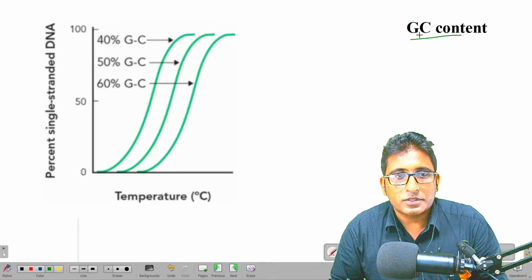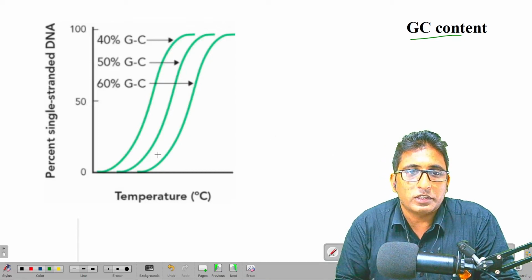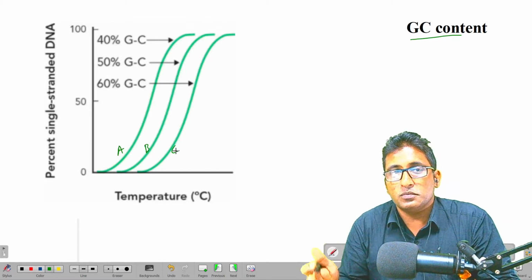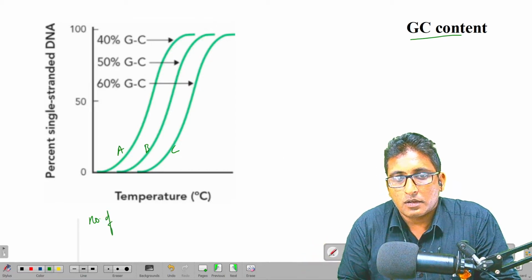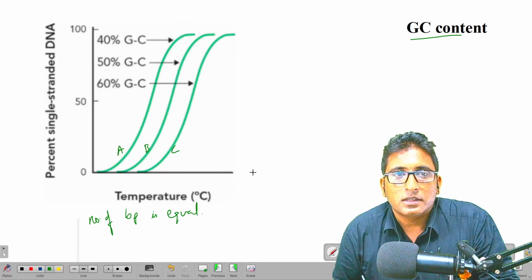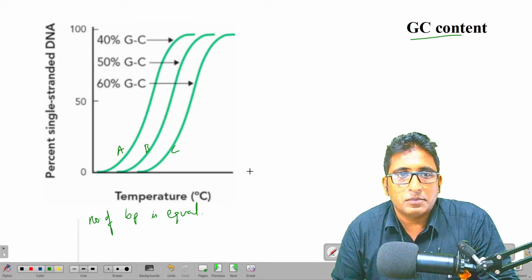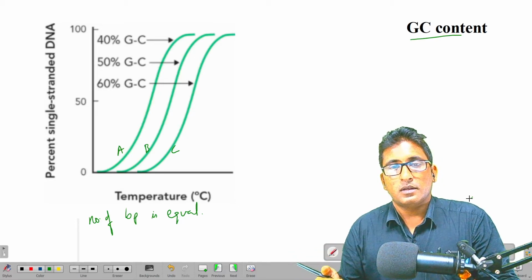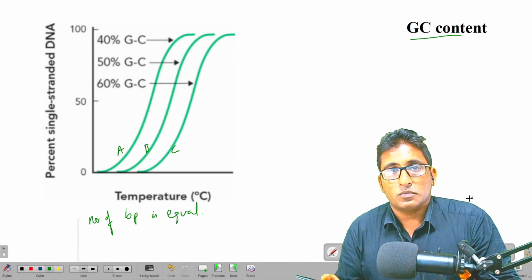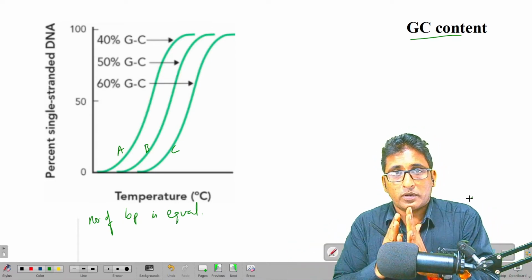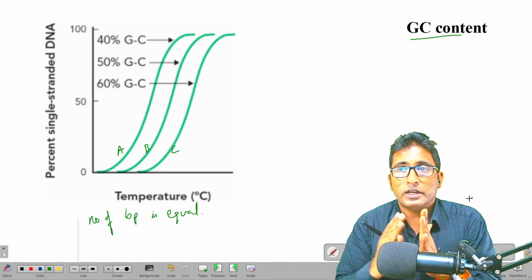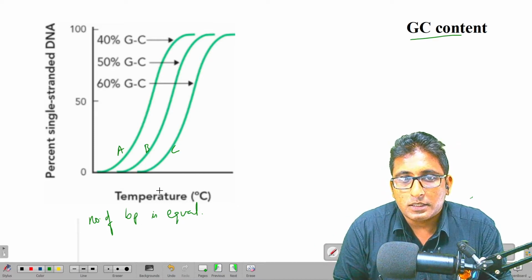In this particular representation, we see three different samples. We'll call them A, B, C. Assume that the number of bases, the number of base pairs, is equal, and what is different among these A, B, C DNA samples is the GC content. If GC content is higher, then we can expect more hydrogen bonds. That means the two strands will be together for longer, or you need more energy to break them up. Energy in the form of heat here.